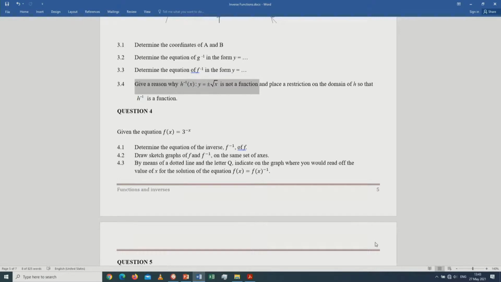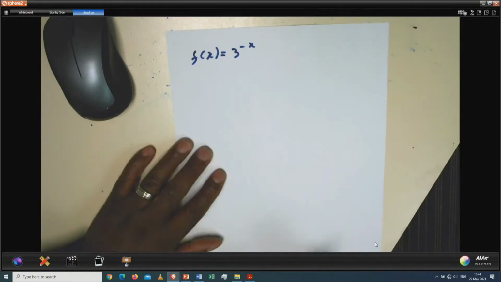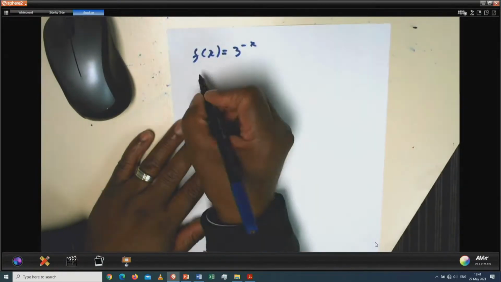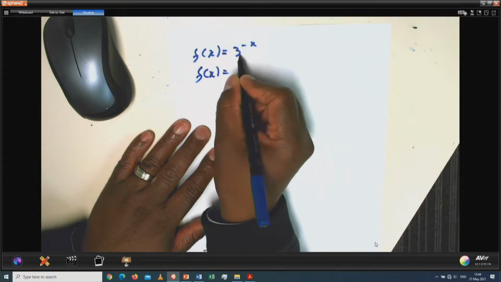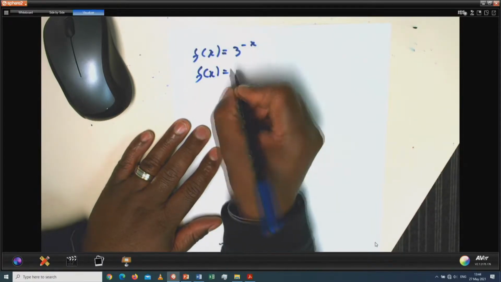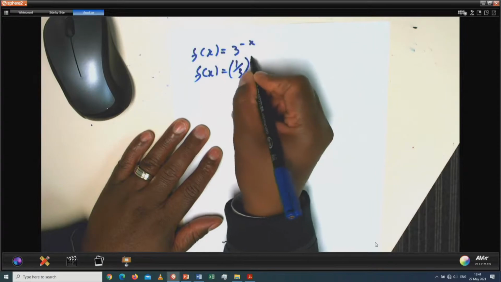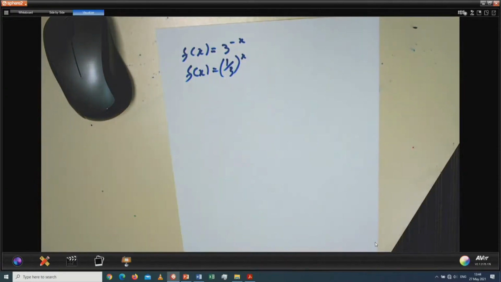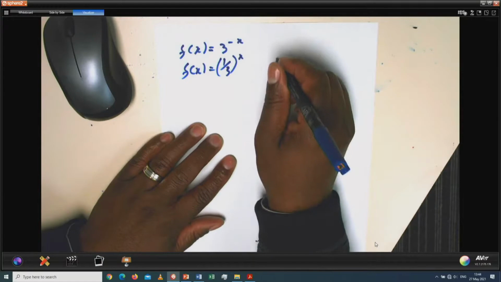What do we have? We are given f of x, which equals 3 exponent negative x. Number 1, determine the equation of the inverse. Number 2, sketch the two graphs. To make it easier, this can also be written as f of x equals 3 exponent negative 1, that is 1 over 3 exponent x. And we know it will be a decreasing function.